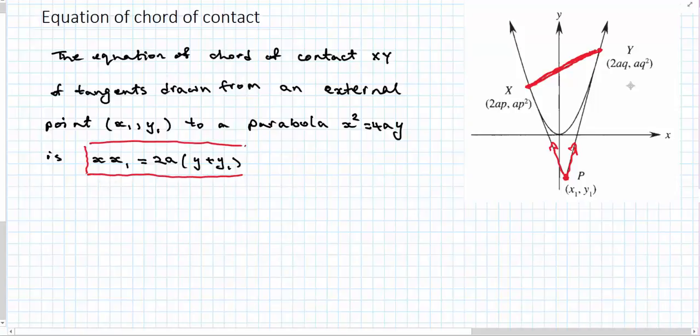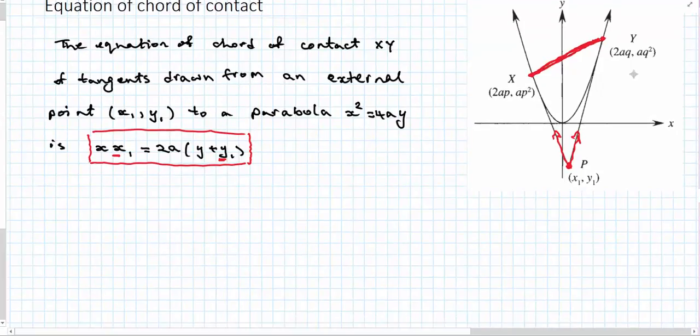Now, we've already looked at the equation of a chord. I can find the equation of any chord, but this is a very unique chord we're looking at, because we're starting from an external point x1, y1, so that the coordinate of that point is included here. Let's start. We have 2 points, X and Y. Our coordinates for the 2 points are 2ap, ap squared, and 2aq, aq squared.